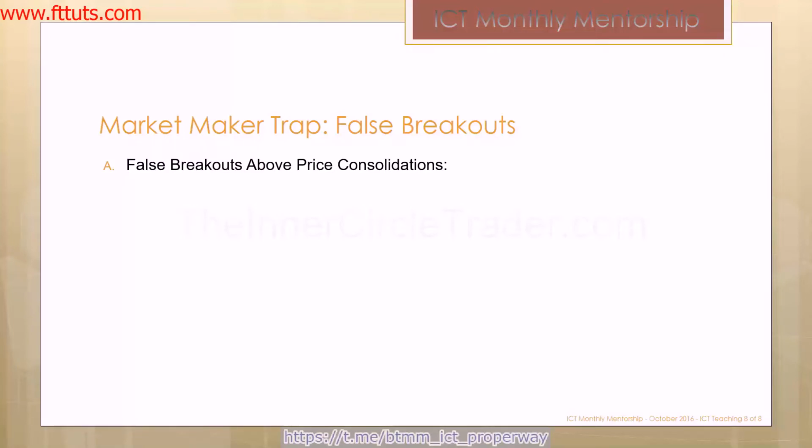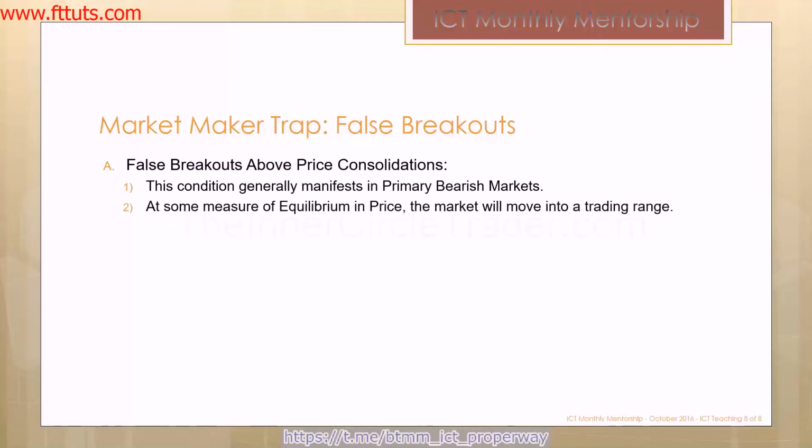So a false breakout above price consolidation. This condition generally manifests in primary bearish markets. In other words, if the market's in a downtrend, or if we're presently trading lower or expected to trade lower, a false breakout above the consolidations is reasonably expected and generally what you see manifest itself.